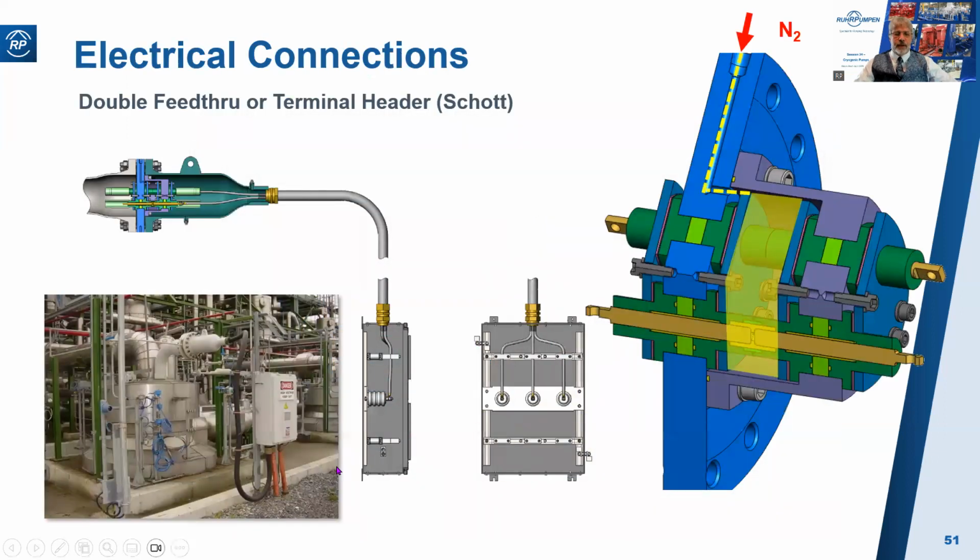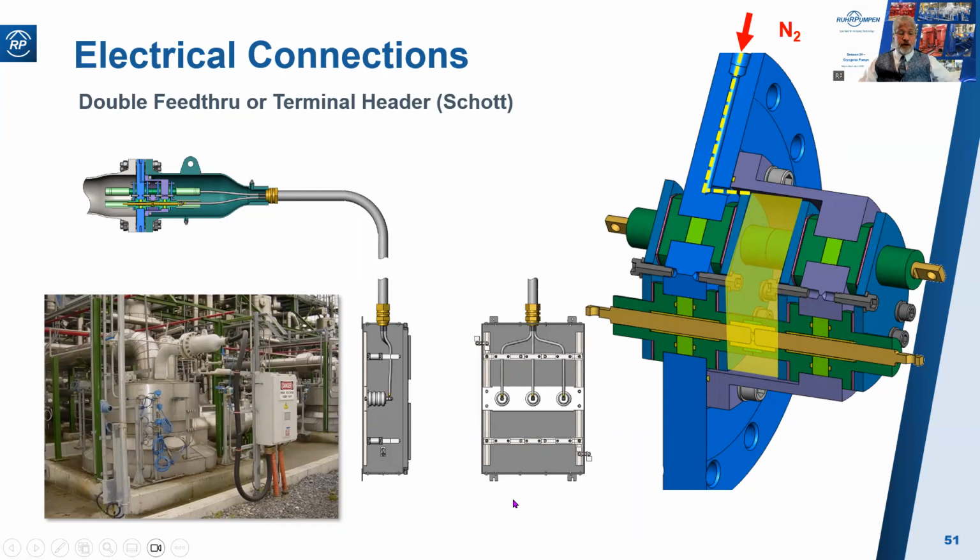And finally, the last section of this is the electrical connections. We use a double feed through or terminal header. This is a high pressure pump. There's the suction, the discharge is there, and this is the electrical connection. The electrical cable comes through here. So this is inside the pump, and here is the terminal header or feed through. And here it is again in close up.